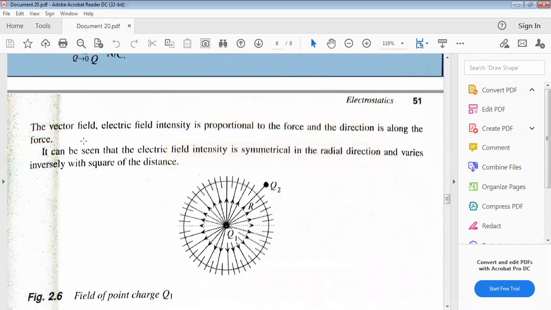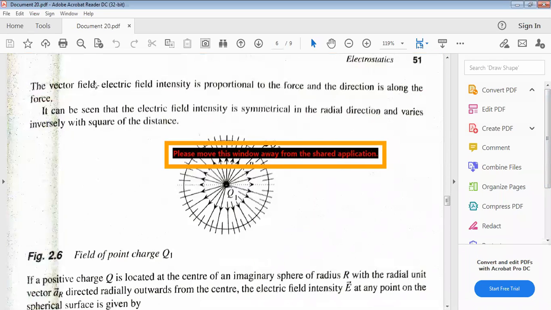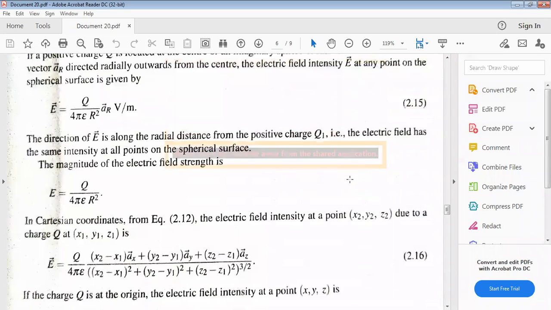See here the vector field. This is Q1 and this is the point Q2, separated by distance R. The electric field intensity is proportional to the force and acts along the force direction. It can be seen that the electric field intensity is symmetrical in the radial direction and distributes equally in all directions. This is called isotropic. It varies inversely with the square of the distance between them, which you already know.